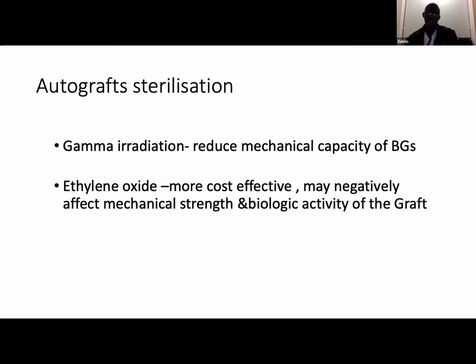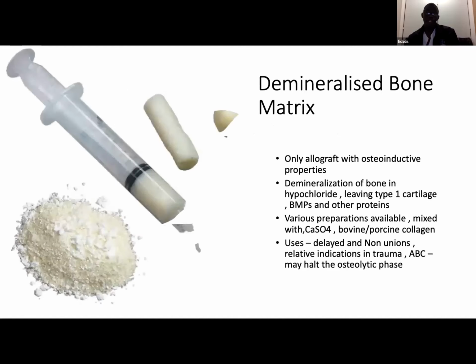I've mentioned this before in terms of how they sterilize them. And then a little bit about demineralized bone matrix. It's one of the allografts that we do have. So demineralized bone matrix is basically produced by removing all the mineral content from bone using acid solutions. And then what you are left with is mainly collagen type 1, as well as your bone morphogenic proteins and other glycoproteins. And it comes in different forms. I've seen in the images, it comes in powder, in gel, and as a paste as well.